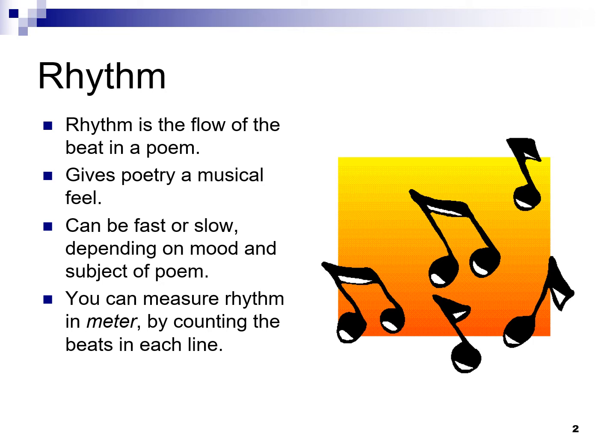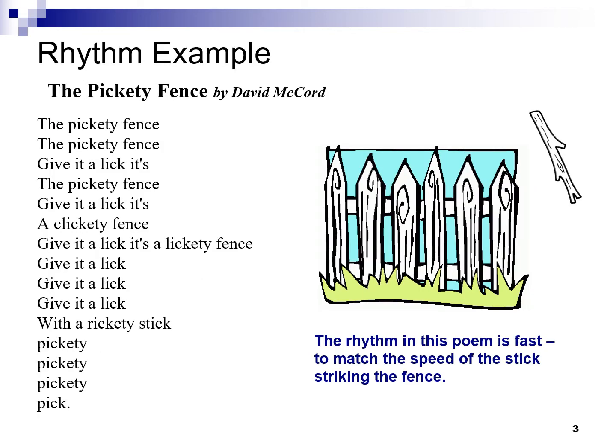That's why when you are to identify the rhythm of a poem, you have to count the beats in each line or simply consider the stressed and unstressed syllables in each line. For example, we have the poem The Picket Fence. If you read this, you can identify immediately that the rhythm is fast. This is to match the speed of a stick striking the fence, which is the subject of the poem. So we say the picket fence, the picket fence. It should be fast.